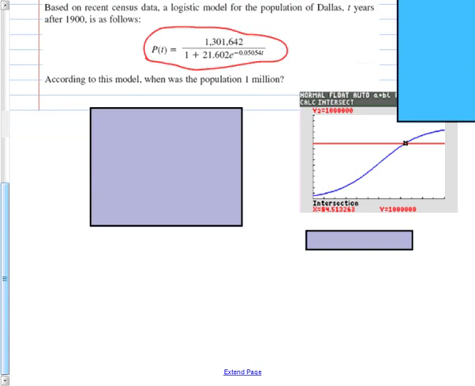When will it reach a million? Well, there's an intersection there. Notice the blue is a nice logistics growth. 84.5 is what you should be getting. So if this is T years after 1900, they're saying in the year 1984, 1985, we should be at a million.